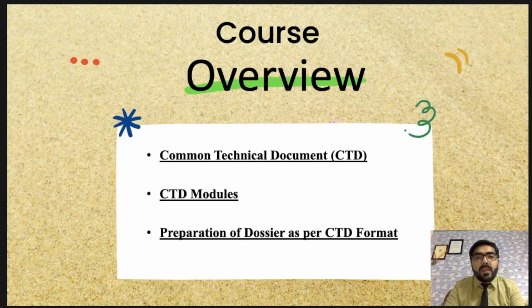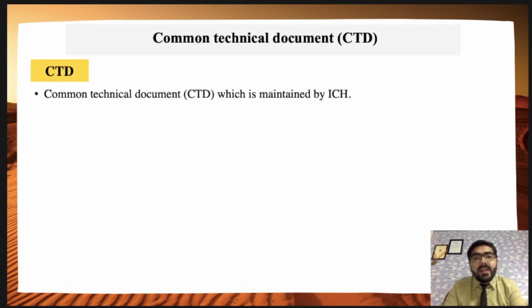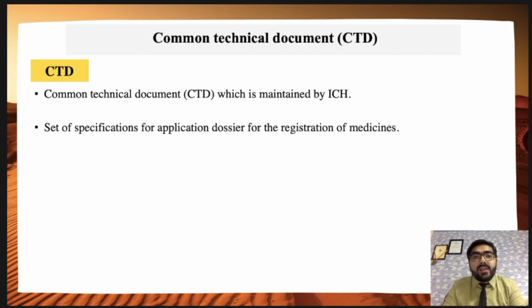Coming to the common technical document, what is CTD? CTD is a common technical document which is maintained by ICH. It is a set of specifications for the application dossiers for the registration of medicines. Basically, CTD is a set of specifications used for preparing the dossiers to submit to regulatory agencies.